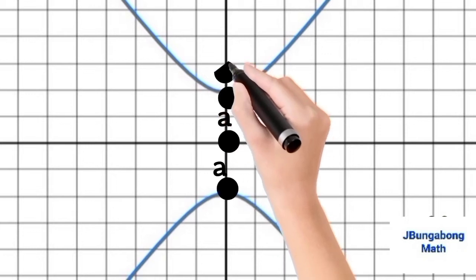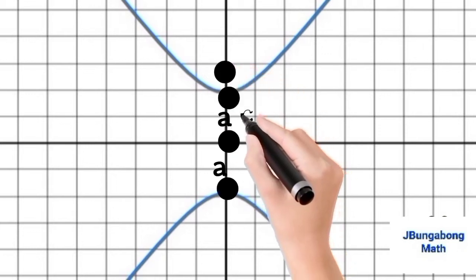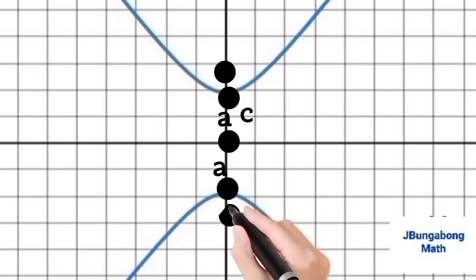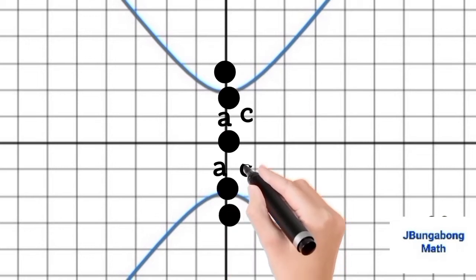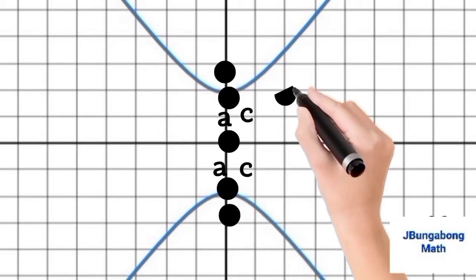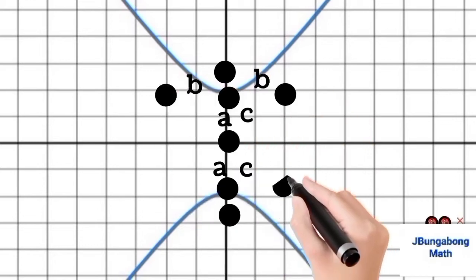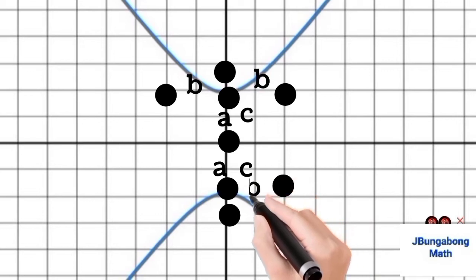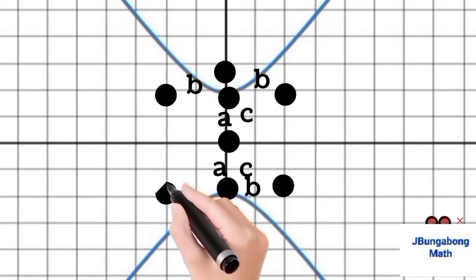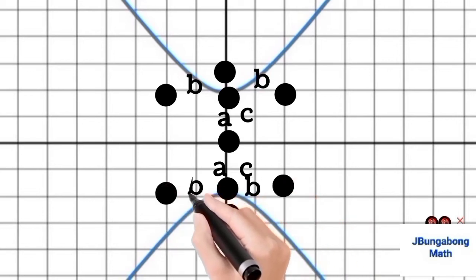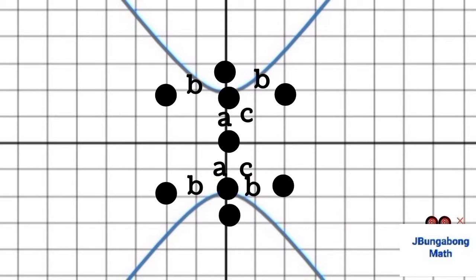At distance c from the center along the transverse axis are the two foci. Plot the points with distance b from the vertices. Here, at the lower vertex, draw points with distance b. Now, we are going to draw the asymptote lines passing through the points, intersecting at the origin.